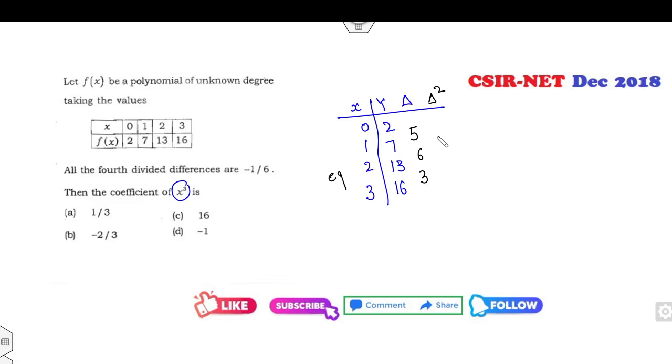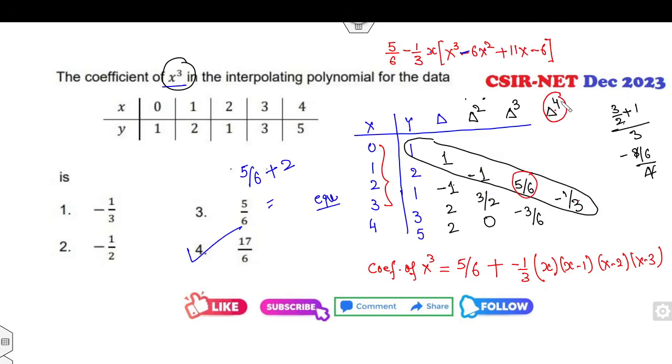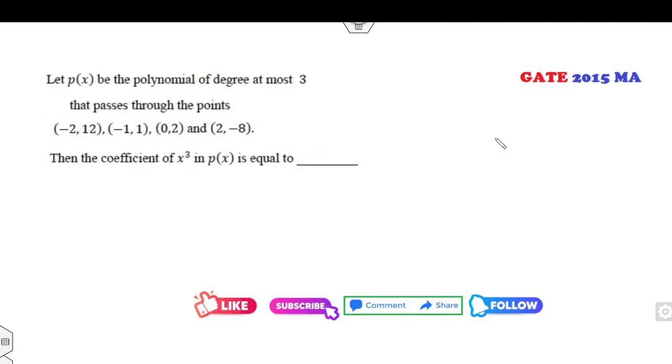Second divided difference: 1 divided by 2 minus 3 divided by 2. They are not the same. I can divide it by 3 for the cube. So minus 3 over 2 minus half divided by 3, so minus 4 over 2 over 3. Because they are the same, the highest polynomial is only x cube. If like in this example there is a term of del 4, then you have to write the other terms. Because the largest term is x cube, the coefficient is only minus 2 over 3.